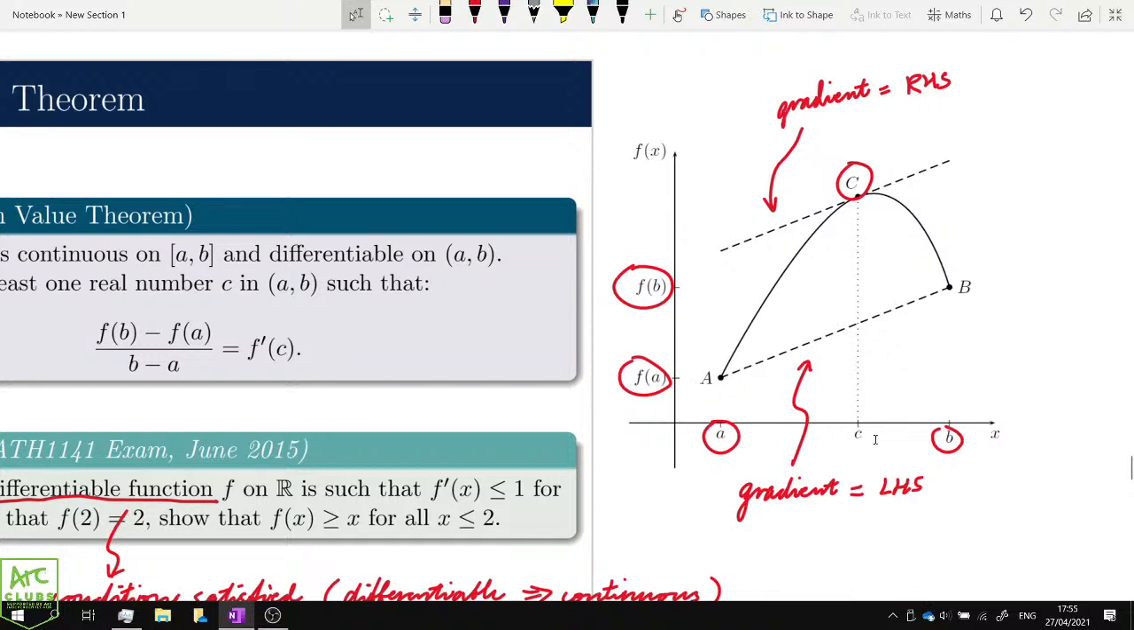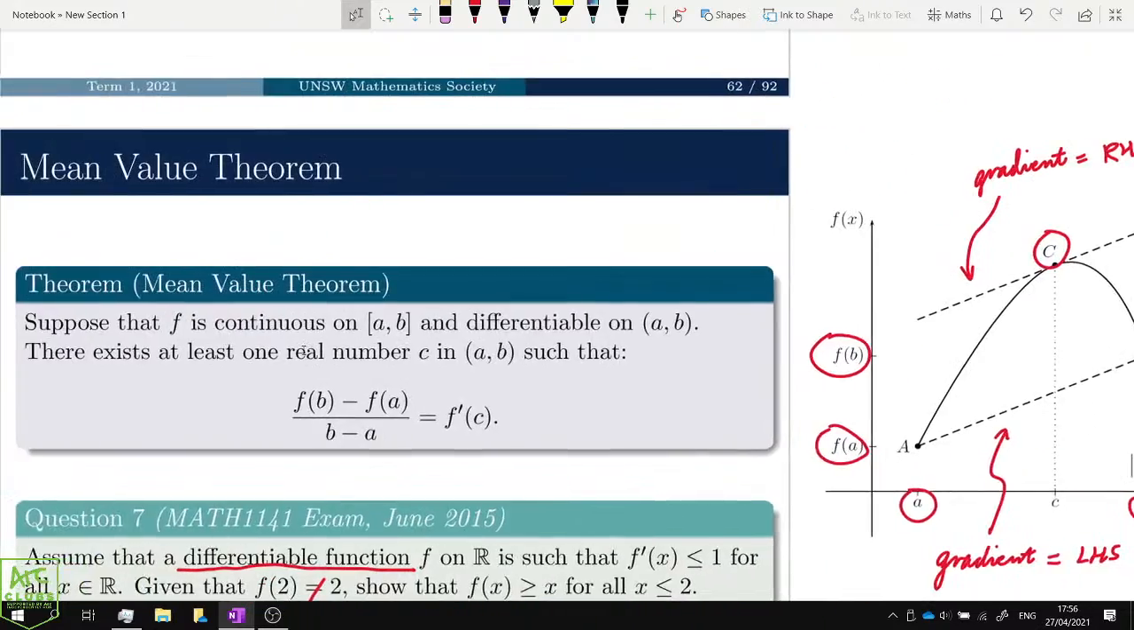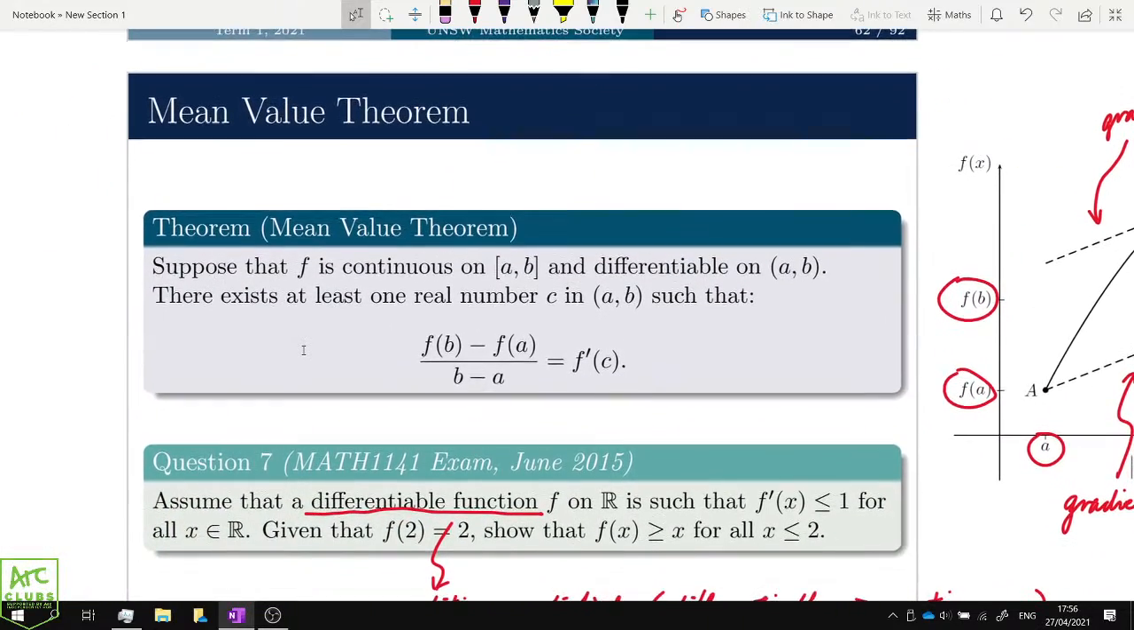So what the mean value theorem basically states is that there exists at least one point c where the gradient of the tangent at c is equal to the gradient of this line AB. So now it might be a bit easier to understand. The left-hand side is the gradient of AB, and then the right-hand side is the gradient of the tangent here. Right, now let's go through a question.